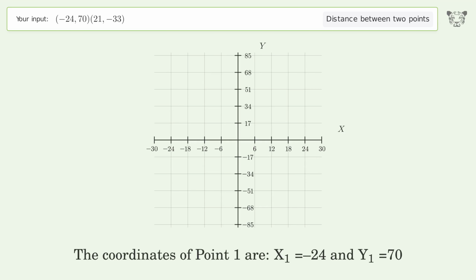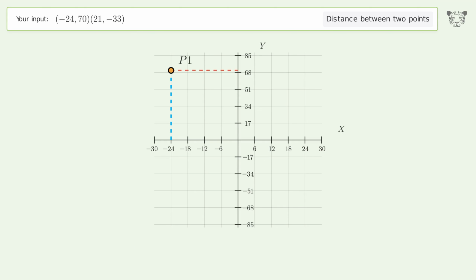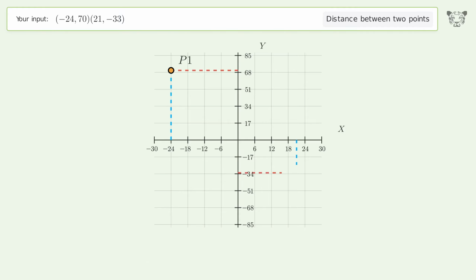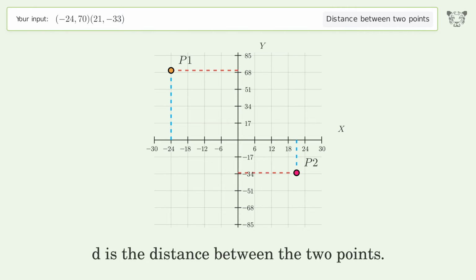The coordinates of point 1 are x1 equals -24 and y1 equals 70. The coordinates of point 2 are x2 equals 21 and y2 equals -33. D is the distance between the 2 points.